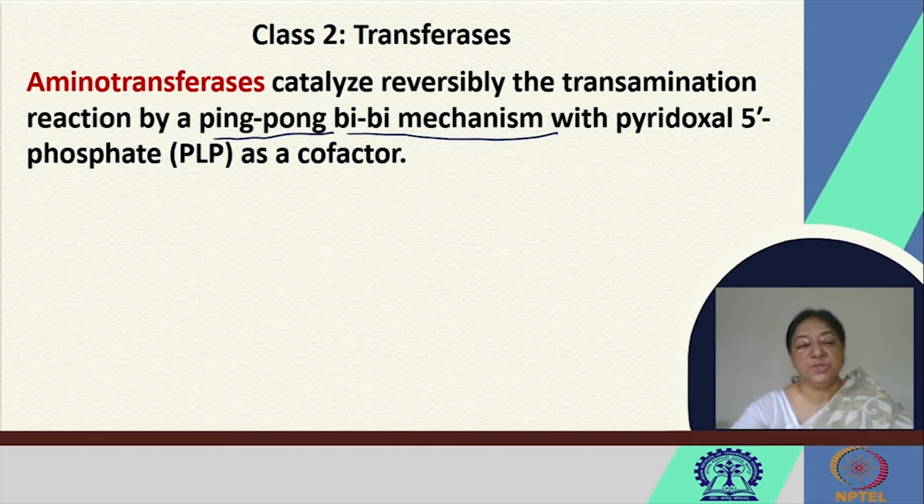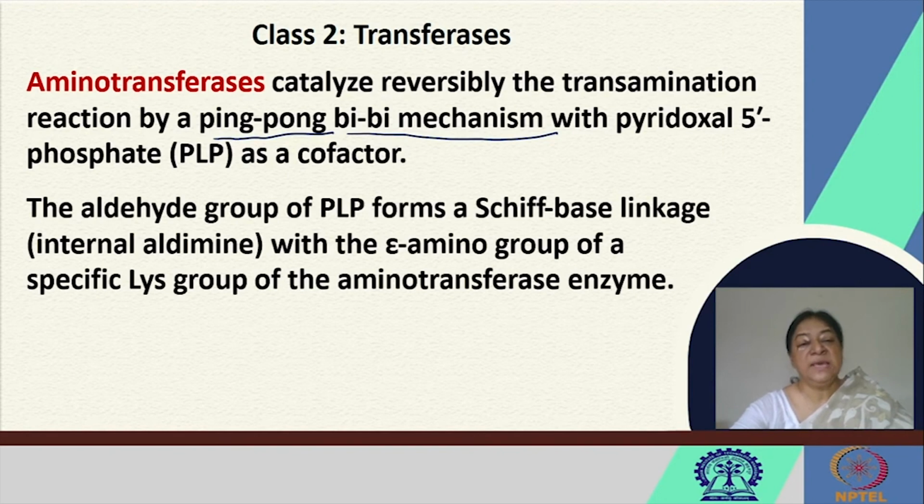In this case, we have the aldehyde group of pyridoxal 5'-phosphate, PLP, which is the cofactor. This forms what is called a Schiff base linkage between the C=O and the NH2. The NH2 in this case is obtained from the epsilon amino group of a specific lysine residue that is present on the aminotransferase enzyme.